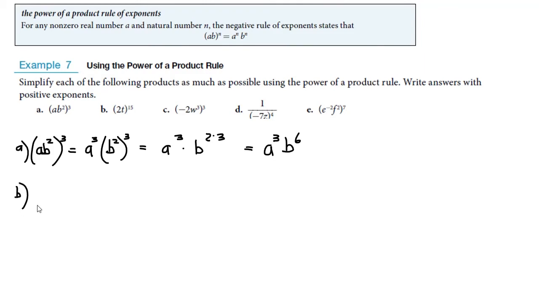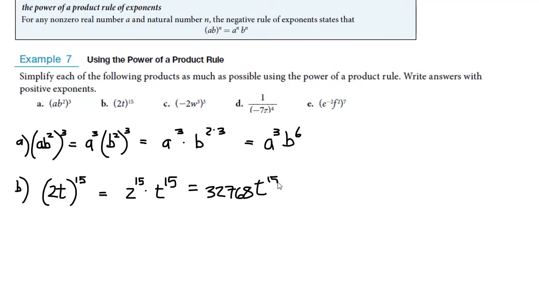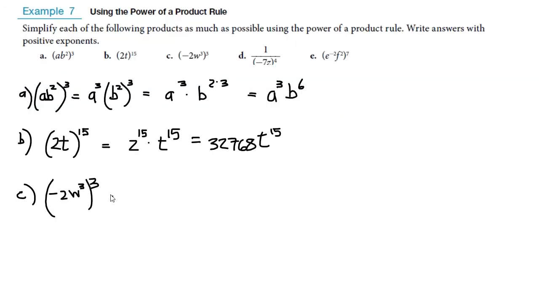Now in part B, now we have 2t to the power 15. So that's 2 to the power 15 multiplied by t to the power 15. So that's 2 with an exponent of 15. So that's 32,768 times t to the power 15. So in part C, the base is negative 2 multiplied by w cubed. So that's going to be negative 2 cubed, w cubed cubed.